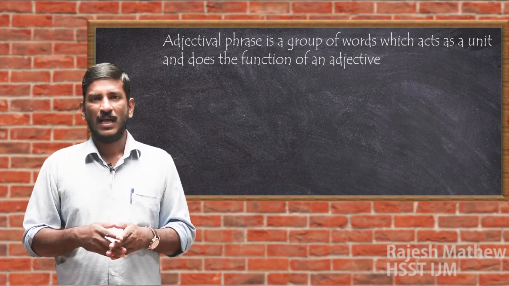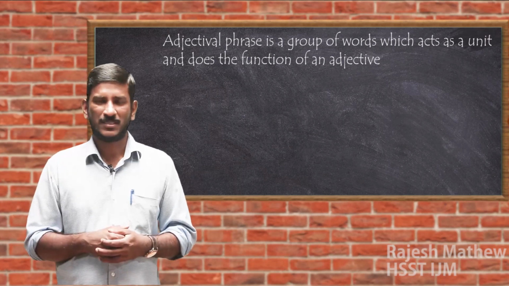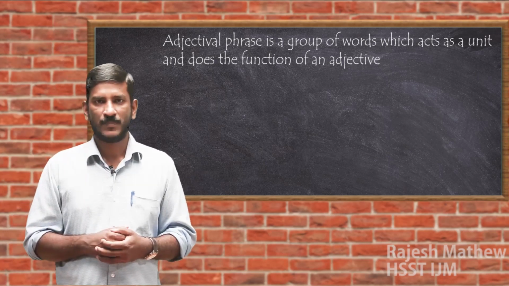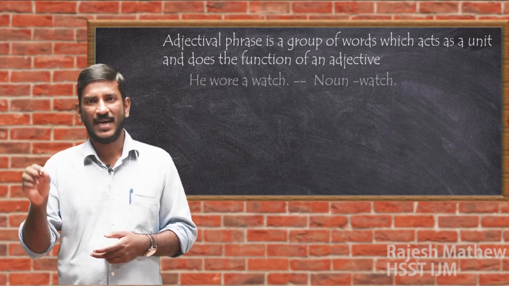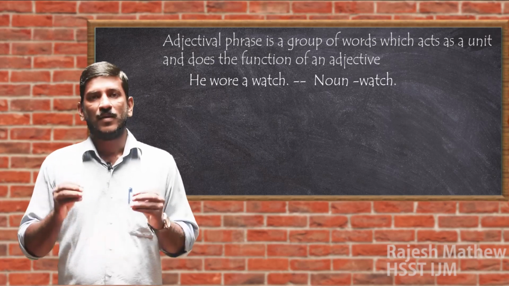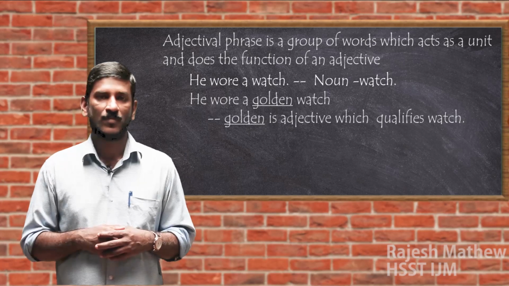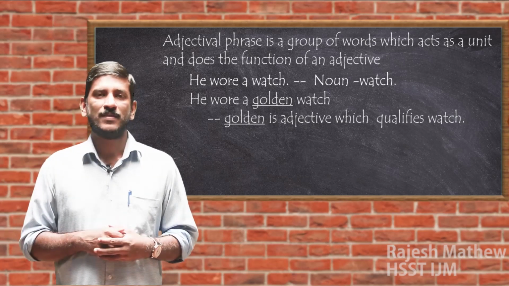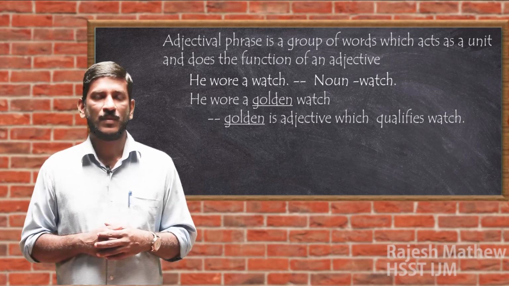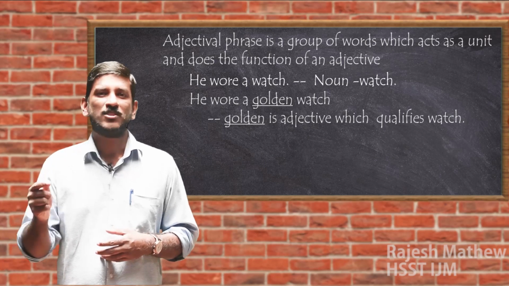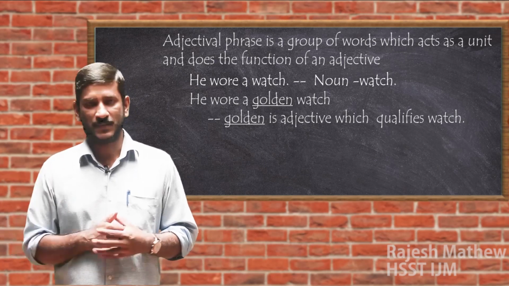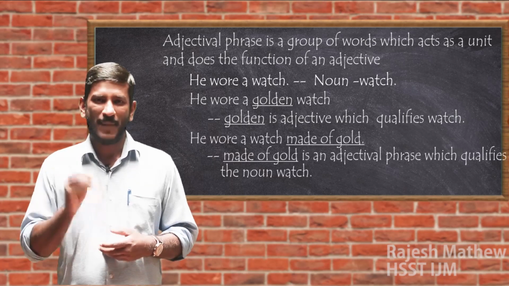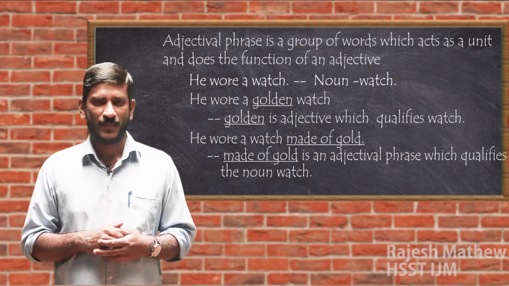We examine adjectival phrases with the help of some example sentences. He wore a watch. There is no adjective. There is a noun, watch. He wore a golden watch. Watch is a noun, and the word golden can be considered an adjective. That adjective can be changed to an adjectival phrase. He wore a watch made of gold. Made of gold is an adjectival phrase.